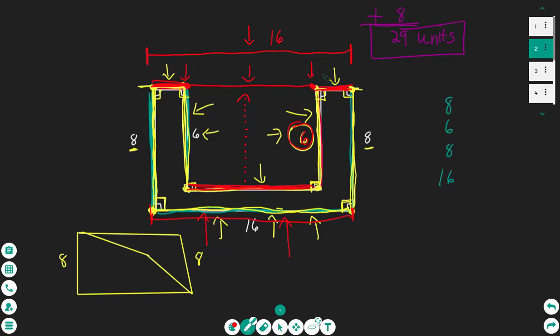Now, we don't know what this is, actually. And we don't know what this is. And we don't know what this is. All we know is that these three added together will give us 16.